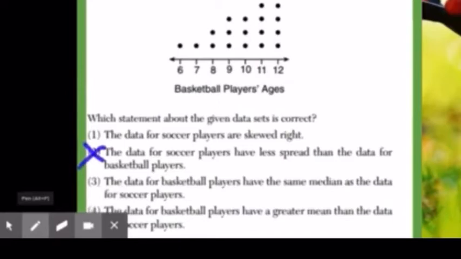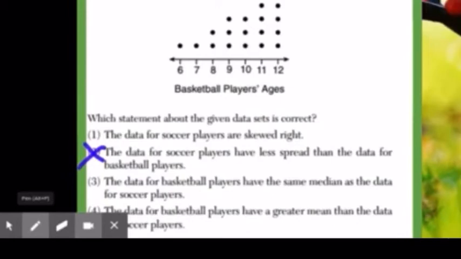Number 3 says the data for basketball players has the same median as the data for soccer players. Well, let's find the median of both. The nice thing is in a dot plot, you don't really have to list them out. Remember, each one of those dots represents an age. So for soccer players, you have 3 6-year-olds and 4 7-year-olds and 2 8-year-olds and so on. So you can cross off dots on both sides just like you would crossing off numbers.